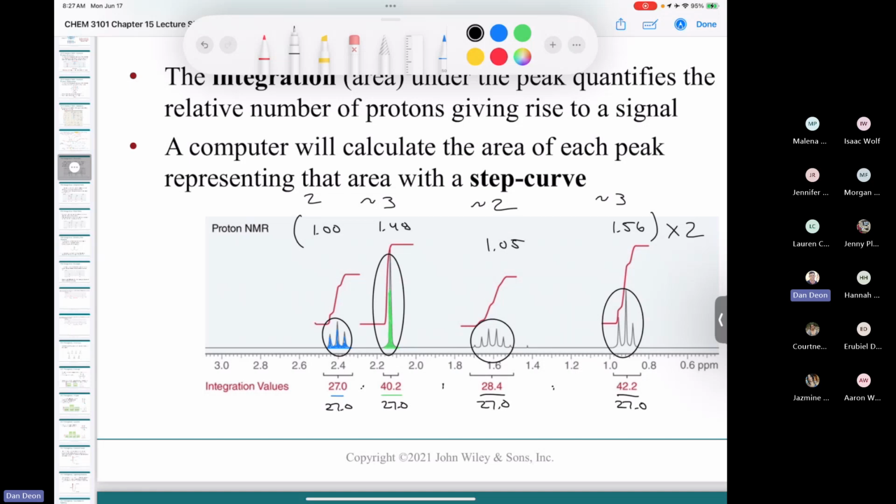Does it mean that this signal is exactly 2 and this signal is exactly 3? Maybe yeah, maybe no. It depends. You'd have to look at the molecular formula. It could be 4 to 6 and 4 to 6. But give me a thumbs up if you're with me on the idea. It's a relative number of protons. And to get the exact number of protons, you'd have to have a molecular formula.